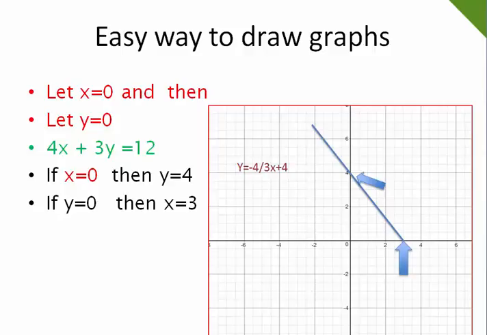The second easy way to draw graphs is let x in the equation equal 0 and then let y equal 0. So here if we have 4x plus 3y equals 12 and we let x equal 0, this term becomes 0. We have 3y equals 12, so divide through by 3, y equals 4. If we have y equals 0, then this term becomes 0, 4x equals 12, divide through by 4, then x equals 3.